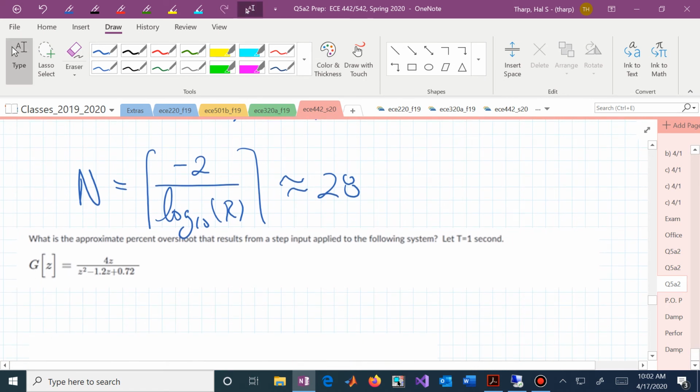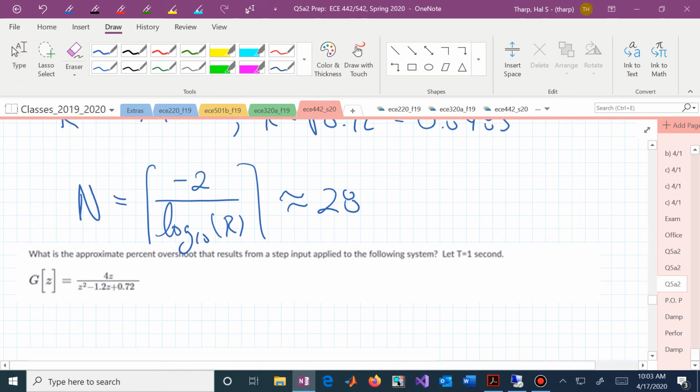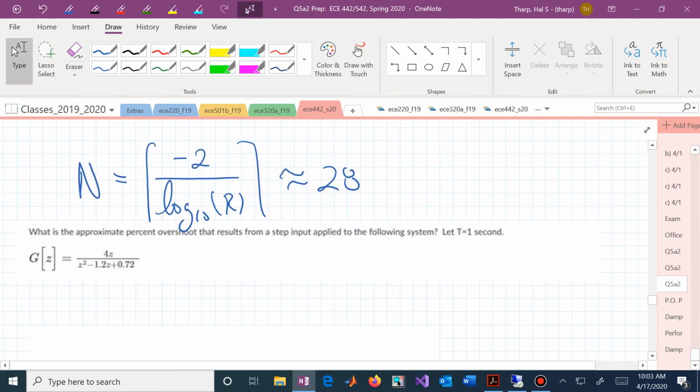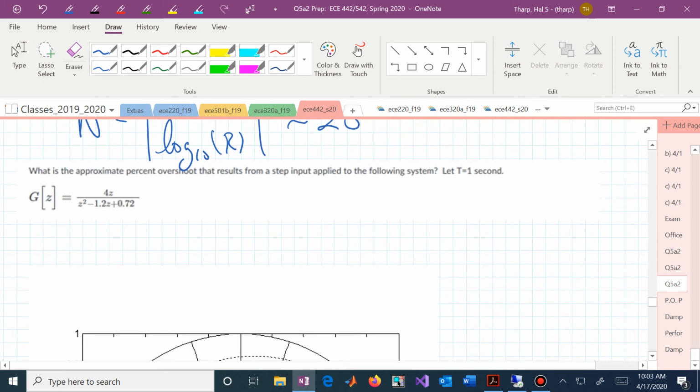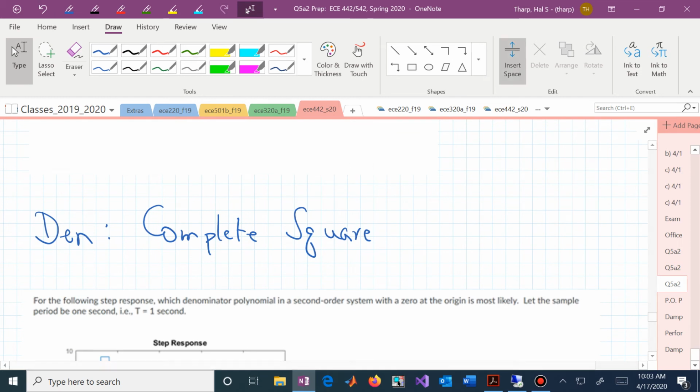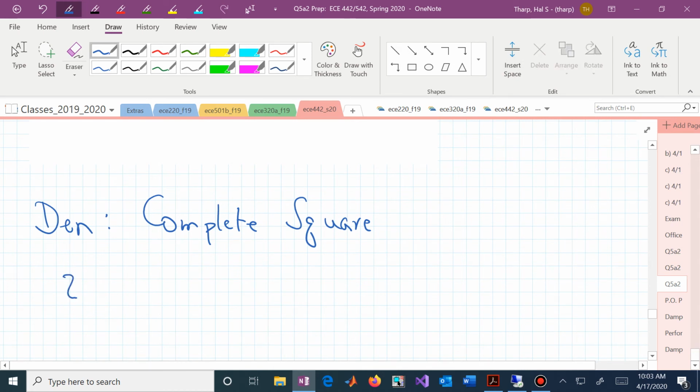What is the approximate percent overshoot that results from a step input applied to the following system? So now this is exactly the same denominator that we had in the past problem. So let's now see what we can do here. Well, with our denominator, we can again complete the square to help us figure out where we are relative to the real part and the imaginary component of this quadratic. We now have z squared minus 1.2z plus 0.72.